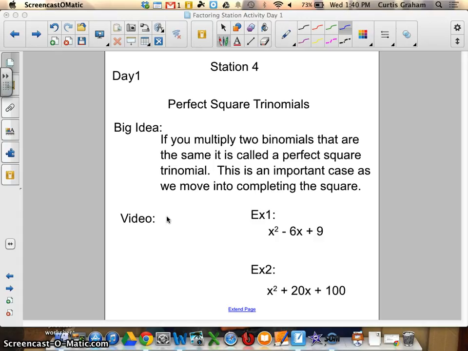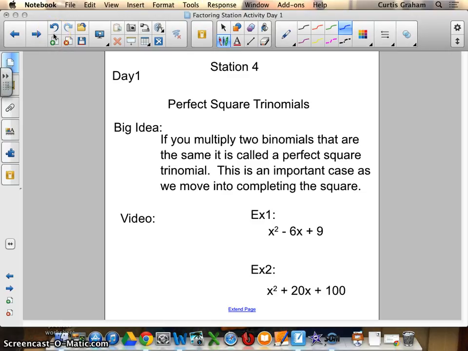Perfect square meaning that it's the same thing times itself. Like 7 times 7 is 49. That's a perfect square. 49 is a perfect square of 7. These are perfect square trinomials. They're a result of multiplying the same binomial times itself. So let's move on to the first example.